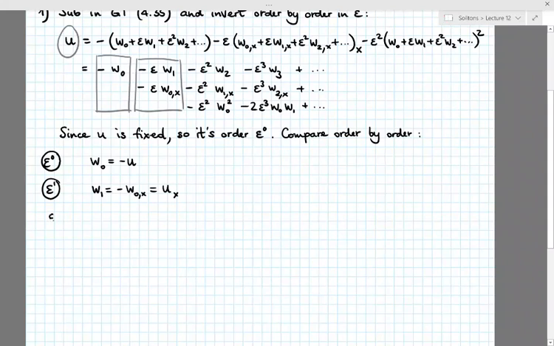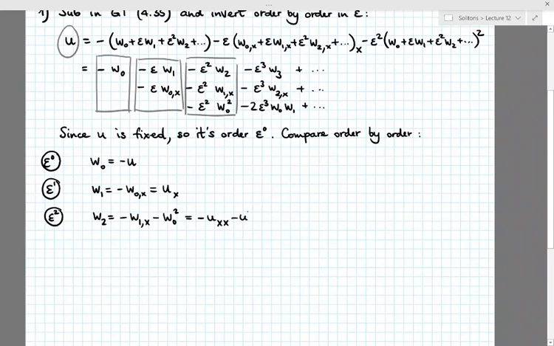Next, we move on to order epsilon squared. Again, there is nothing on the left-hand side. And on the right-hand side, we need to look at the third column. So that tells us that W_2 is equal to minus W_1,x minus W_0 squared. And when we insert the expression for W_0 and W_1 that we just found, we see that this is minus u_xx from the first term and minus u squared from the second term.